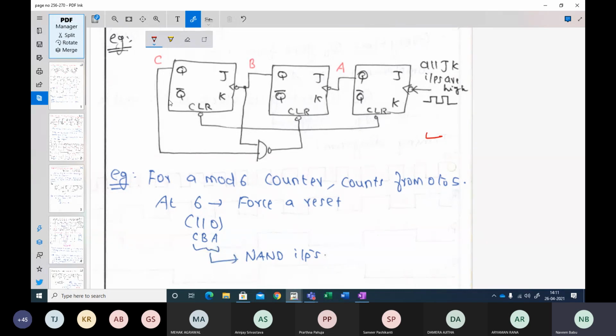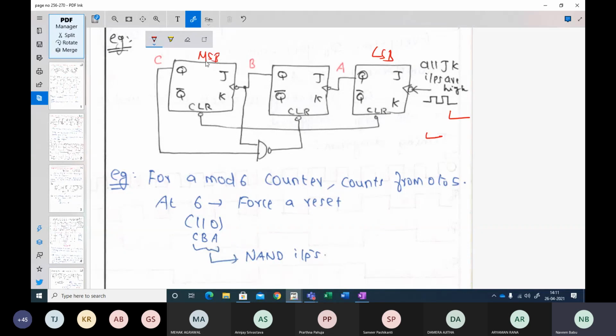Why mod 6 counter? Otherwise it counts sequentially. So this has been done in reverse. See here, every time we have been giving inputs from the left hand side, here the inputs are given in the right hand side. Which means this will be LSB and this will be MSB, just for the sake of visualization.